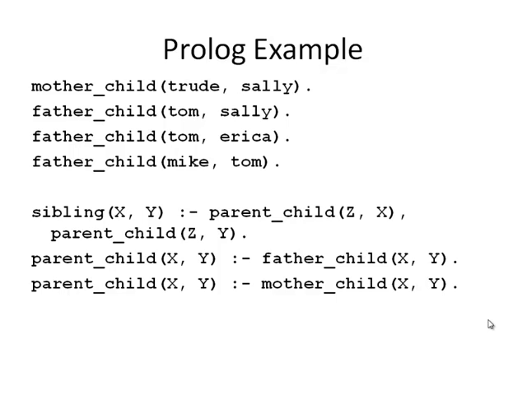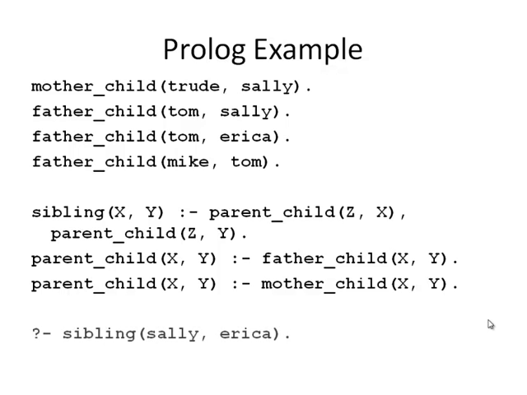And then the rule above says if Z is the parent of X and Z is the parent of Y, then X and Y must be siblings. So for any pair of children, X and Y, that have a parent, Z, the same, then X and Y must be siblings. They must be brother or sister to each other.